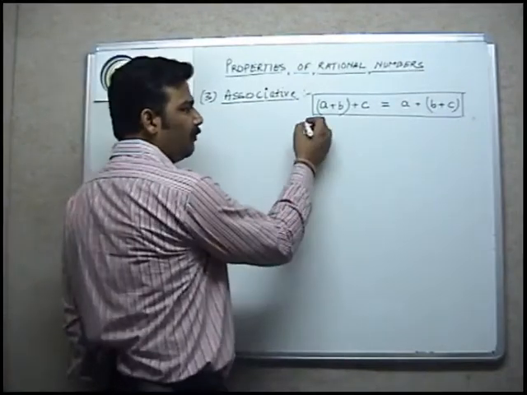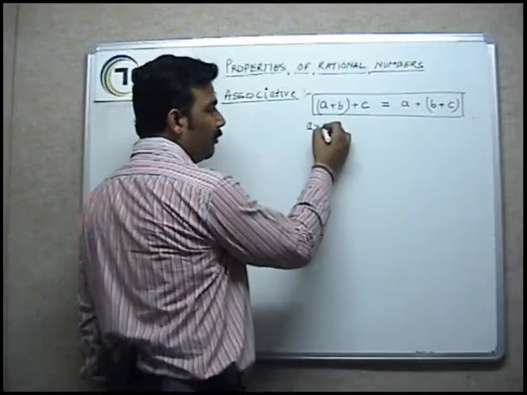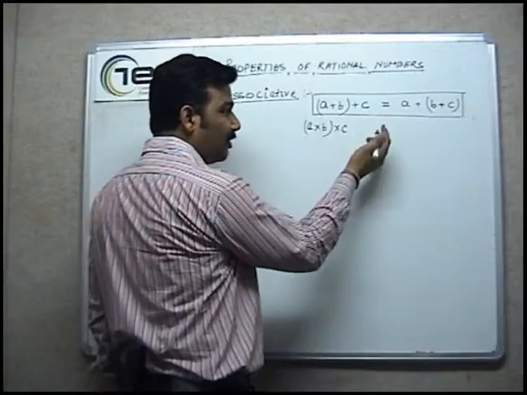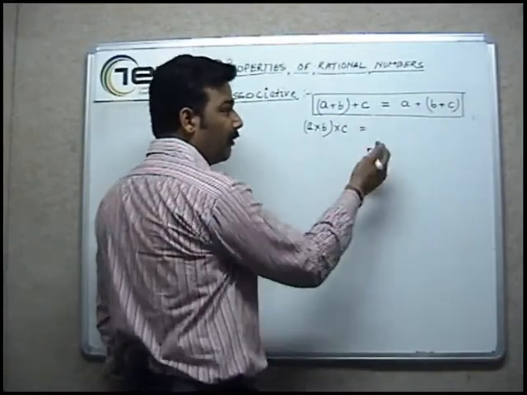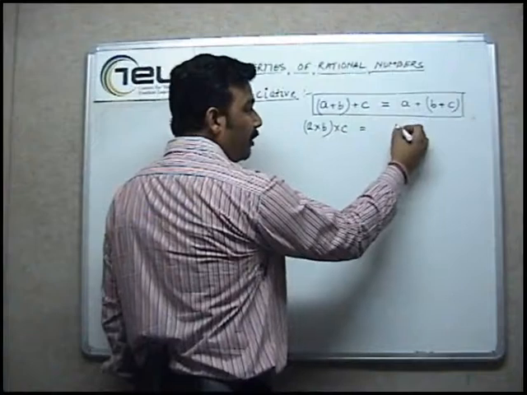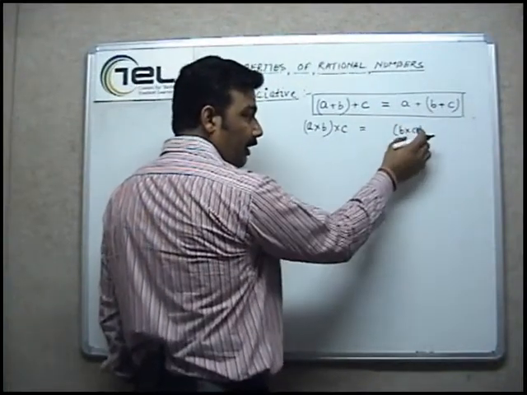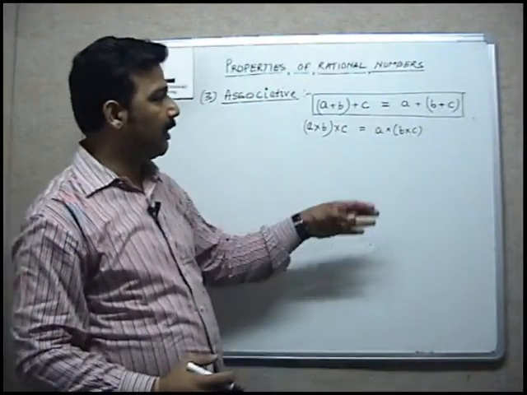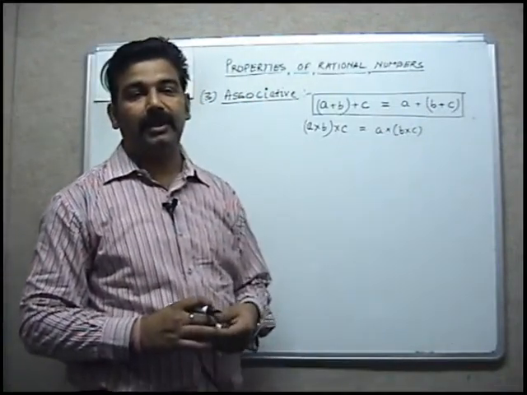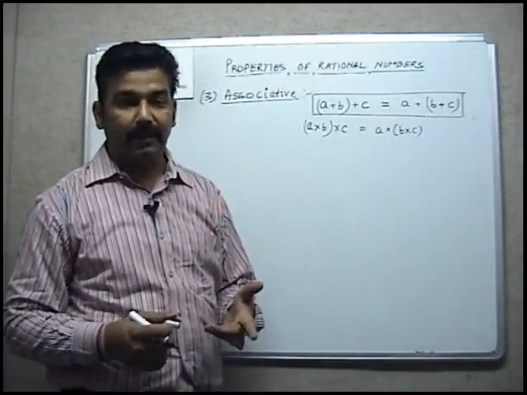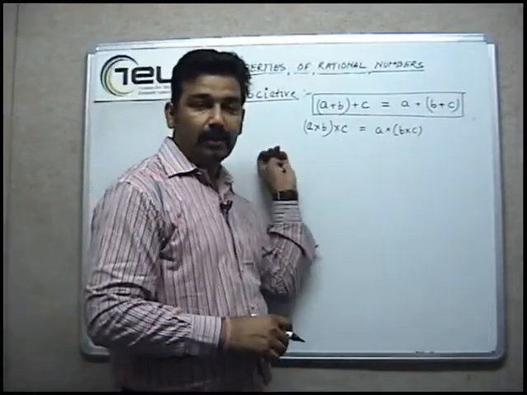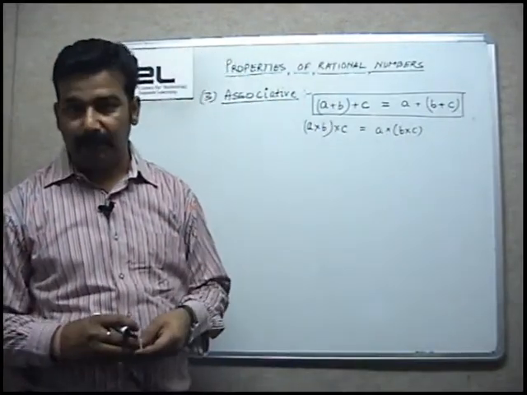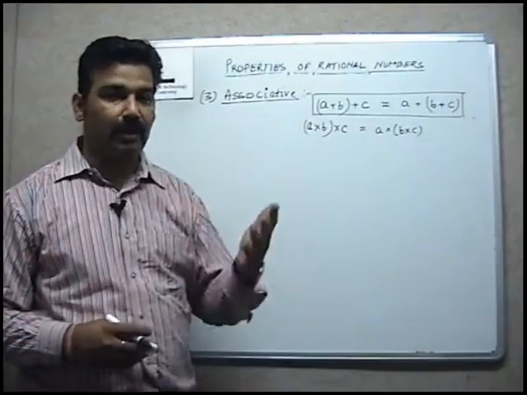We have the same for multiplication. A is multiplied by B and the resultant is multiplied by C. This has to be the same as when B is multiplied by C and then the resultant is multiplied by A. Or we can say A is multiplied with the resultant of B and C. So this property, for multiplication as well as for addition, is the associative property. I am sure you are clear about this.